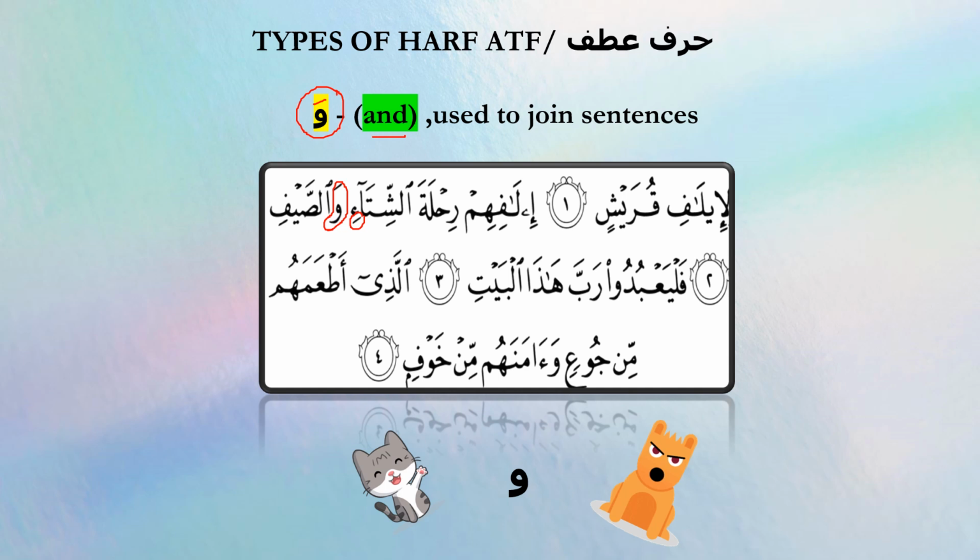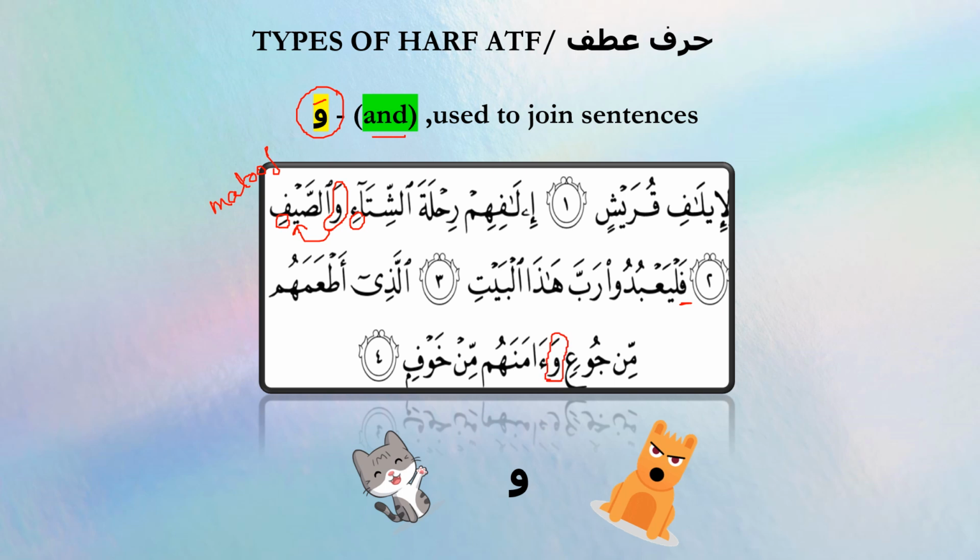The noun coming after the harf atf is called matuf, and it will have the same haraka as the noun before it. So this is a very good example. And there is another harf atf here, fa, and we will learn this later. And there is another harf atf, waw.